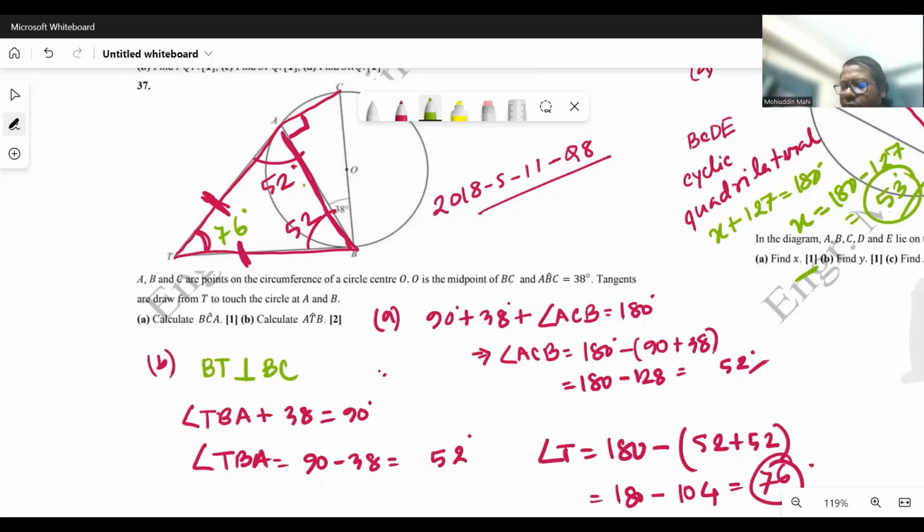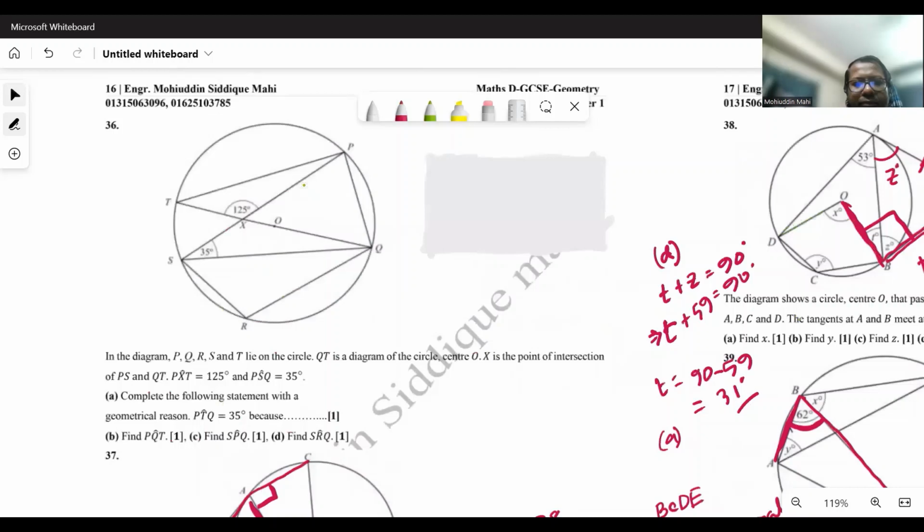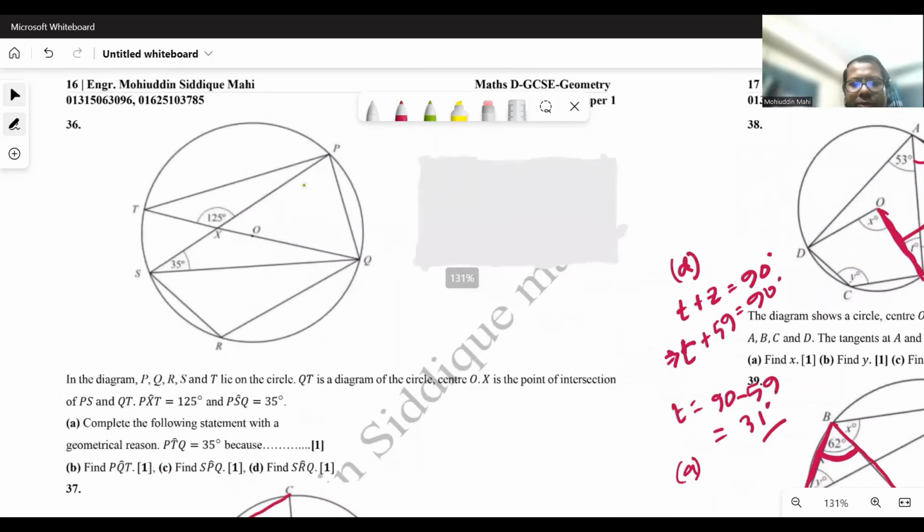Okay, fine. Let's move on to question 36. This question is taken from summer 2017, Variant 1-2, question 17. For the first question, all the description is in the question, so you can read it on your own. Let's solve the question.